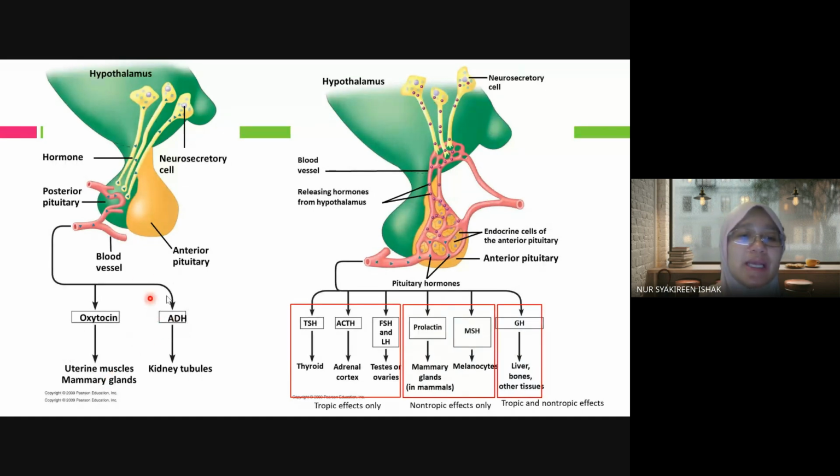And then for the ADH, the target organ is the kidney, to cause reabsorption of water and cause the body to conserve water and produce concentrated urine. Ini awak kena tengok balik lah dalam chapter 3.